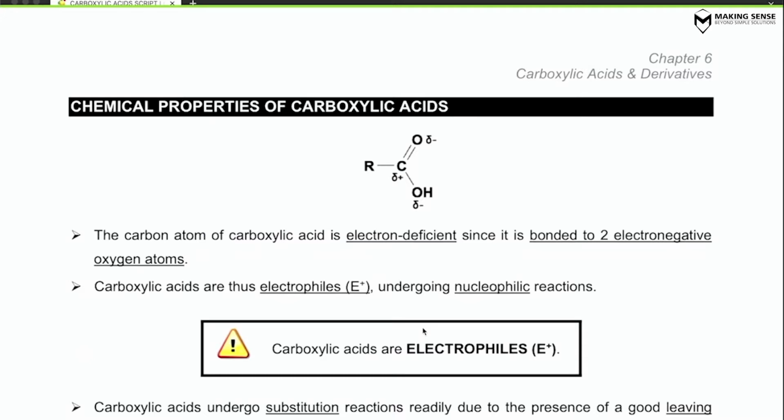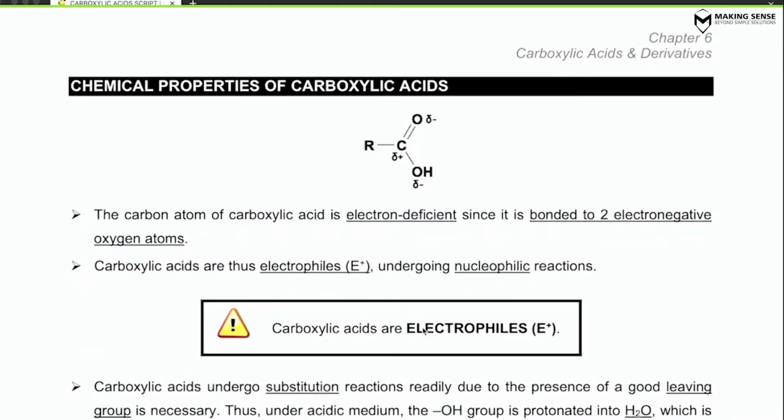So, Mr. William, can you tell me more? How did the carboxylic acid actually react with the pimples on my face? Well, to understand the reactions of carboxylic acid, the first thing we must know is the chemical properties of carboxylic acid. Okay. So where do we go to? We go into our encyclopedia. All right. So let's go.